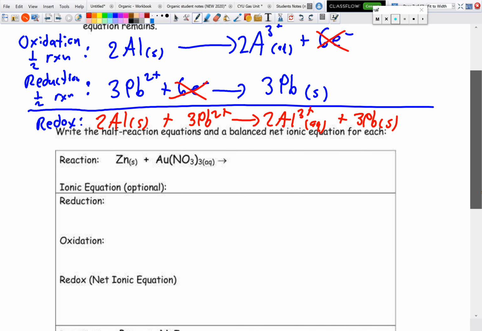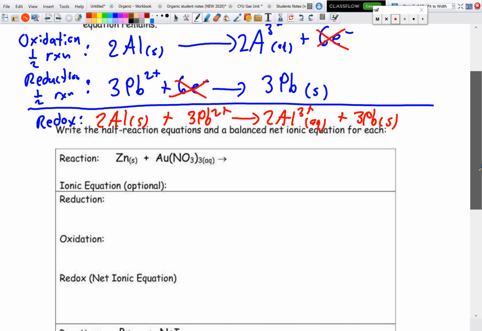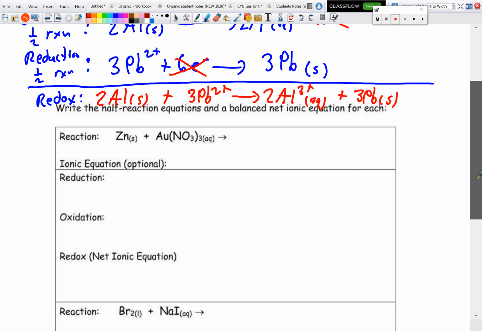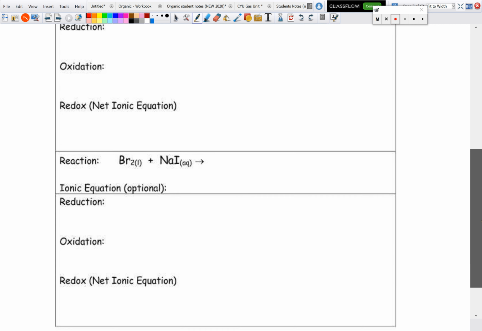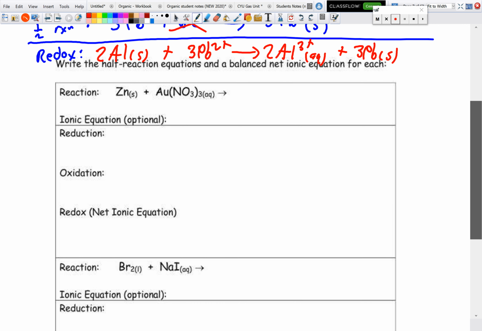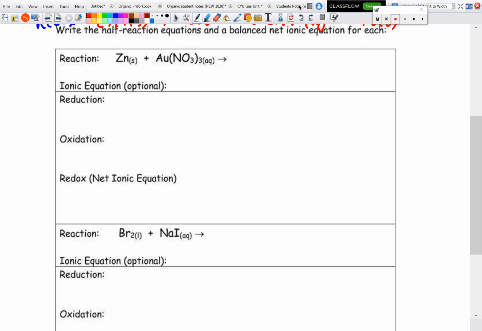So in this one, we have zinc solid and gold nitrate reacting. If you are confident with this one, just pause the video and try it out. But other than that, I'm just going to go over this one so you can then have the background to go through the other ones. So of course, this is a single replacement reaction where we're going to get zinc nitrate, and then plus gold solid.